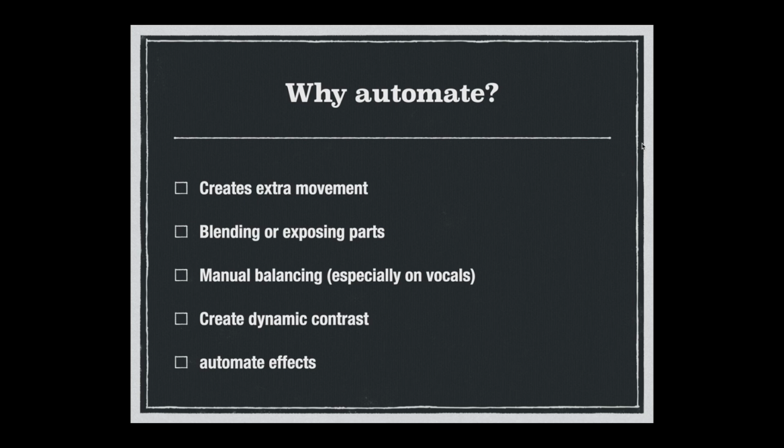Manual balancing, especially on vocals. Just by nature, acoustic instruments have some contrast. There's a human element to it. But maybe a singer sang a certain part quieter, certain words or phrases quieter. You can automate these volume changes for a more balanced, more congruent performance. It helps create dynamic contrast. Say you want a chorus louder, different parts come up more. If you want a drop to back down in the mix, if you want a hit to be more exposed.